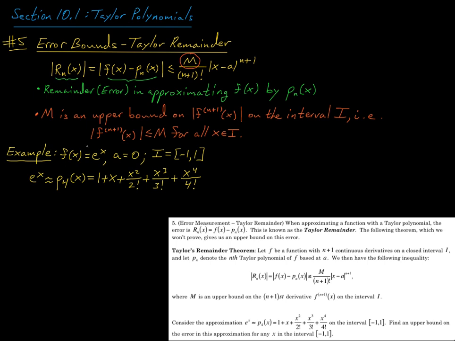So we have f of x, which is e to the x, which you've seen now quite a few times. And our base point a is 0. Here we'll look at this function on the interval I, which is the closed interval from -1 to 1. Let's say I want to approximate e to the x with P4, which we found in a previous video. So P4 here is 1 plus x plus x squared over 2 factorial plus x cubed over 3 factorial plus x to the fourth over 4 factorial.